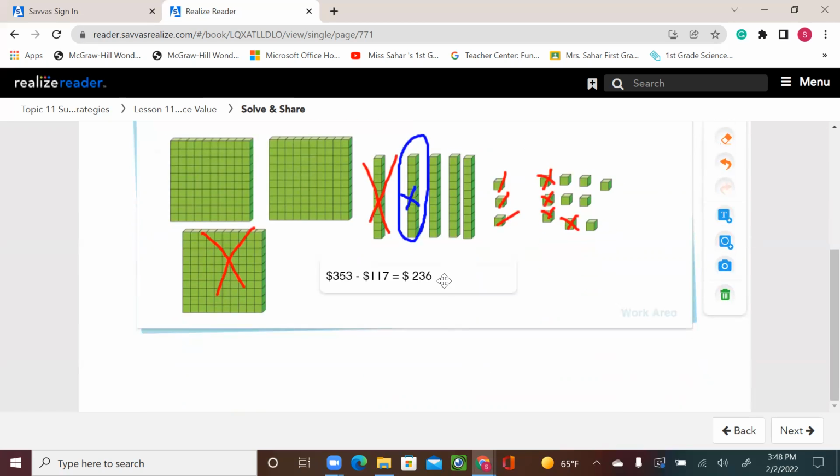Let's say you're not sure if your answer is right or not. So let's add 236 plus 117. If your answer is 353, that means your equation is right. Okay.